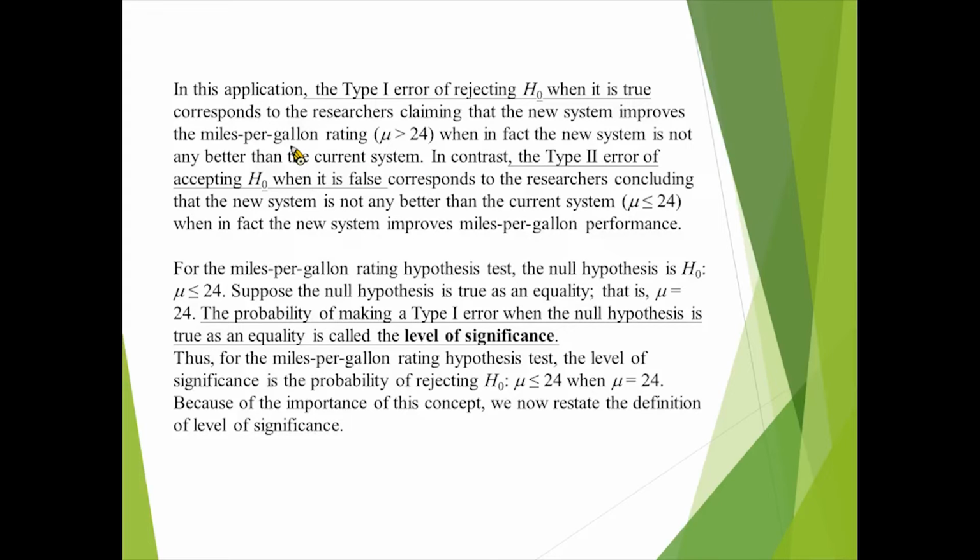Okay. So the researchers prove the new system is better than the current system, but in fact the new system is not better. Okay. And in contrast, the type 2 error is accepting H0 when it's false. So the corresponding researcher concludes the new system is not any better than the current system, mu is less than or equal to 24. In fact, the new system improved. Okay.